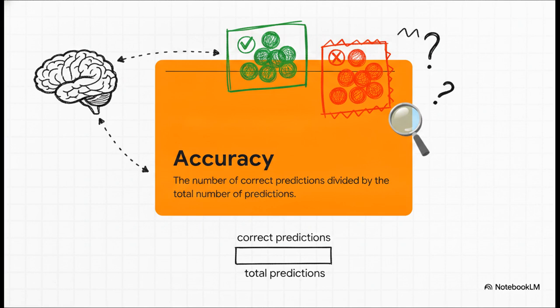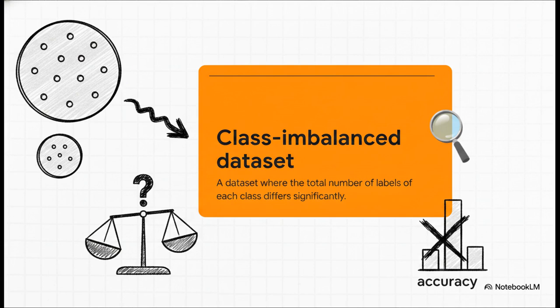Sounds flawless, right? Well, actually, scratch that. I'm going to warn you right now. In the world of machine learning, relying solely on accuracy can sometimes be a very dangerous illusion. And the reason why brings us to another major term in our glossary, the class imbalance dataset. See, real-world data is almost never perfectly symmetrical. A class imbalance dataset happens when the total number of labels in one category vastly outnumbers the other. And when you're dealing with highly imbalanced data, our old friend accuracy suddenly becomes completely useless.